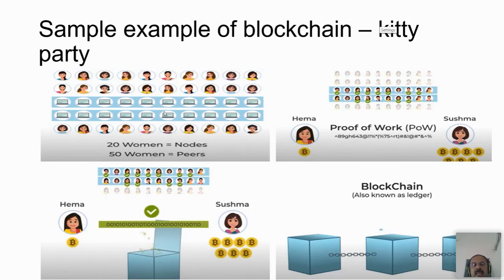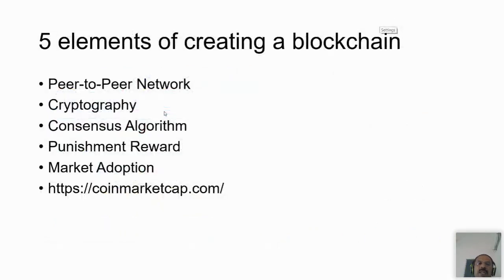So this is exactly the concept of what is called the blockchain. When most of the people involved, most of the network, say this transaction is proper, then it gets into the blockchain and is added to the ledger. This is how it works. The five elements for creating a blockchain are peer-to-peer network, cryptography, consensus algorithm, punishment and reward, and market adoption, right? These are the few things.